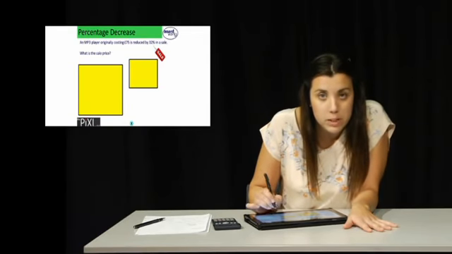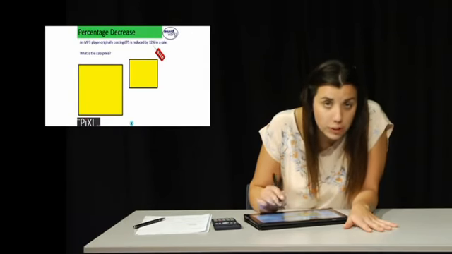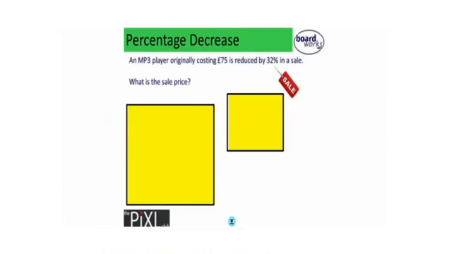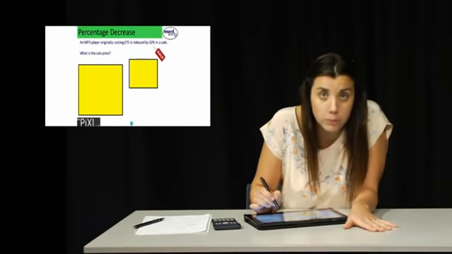What we're going to look at now is percentage decrease. Works in a very similar way to percentage increase. We're going to start with some simple questions. An MP3 player originally costing £75 is reduced by 32% in a sale. What is the sale price? 2 minutes, off you go.